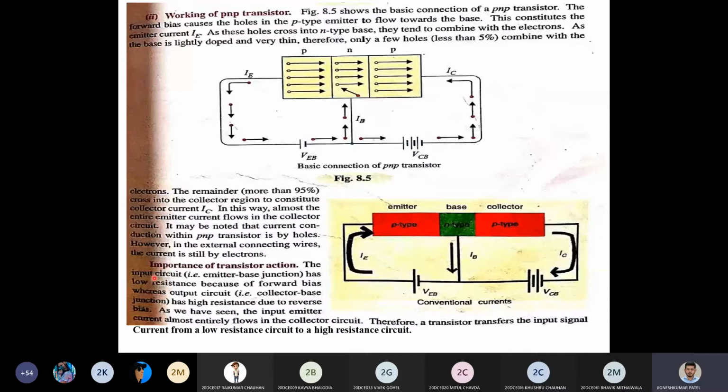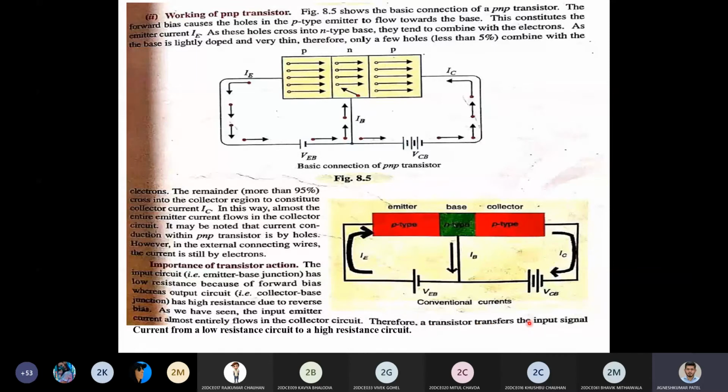The important thing is the importance of transistor action. What is the importance of this transistor? The input circuit has low resistance, as we have already discussed. There is very low resistance. Why? Because this is already in forward bias, whereas the output circuit has a high resistance due to reverse bias. As we have seen, the input emitter current almost entirely flows in the collector circuit. So whatever current is in IE, almost all the current flows through IC.